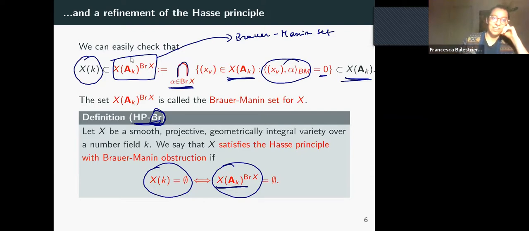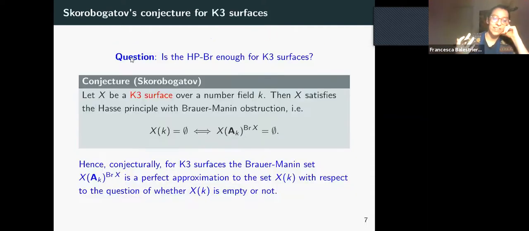Now, the main question once we have this refinement is, is this refinement good enough for K3 surfaces? I mean, with respect at least to the original basic question that I showed you, is the set of k-rational points empty? Is this Brauer-Manin set enough? The answer to this question is that we don't know. We don't know yet.